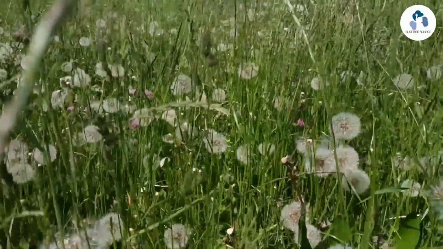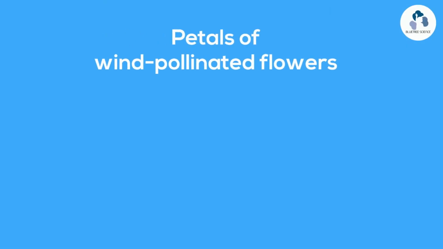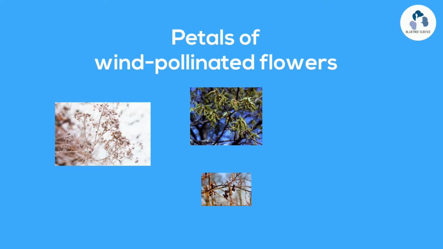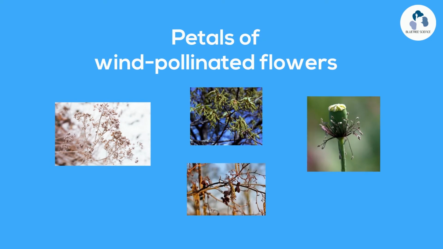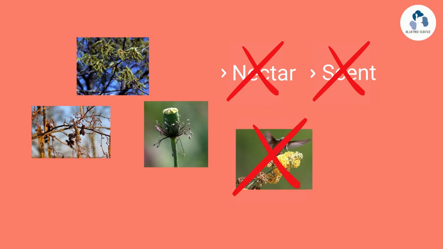Wind also carries pollen to other plants. The petals of wind-pollinated flowers are often small and dull green or brown in color. Some have no petals at all. These flowers do not produce nectar or give off any scent, as they have no need to attract animals or insects.